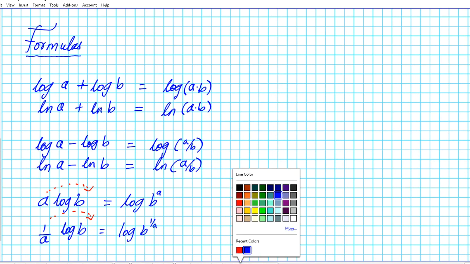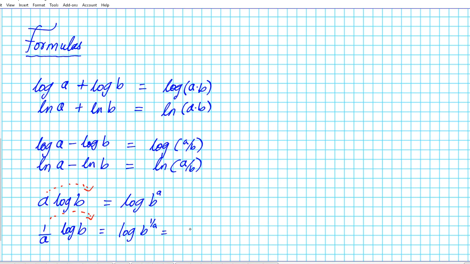This logarithm here has a rational exponent. It can be simplified further into log base 10 of b raised to the 1 over a, which is the a-th root of b. So the log of the a-th root of b. This is how you write it.